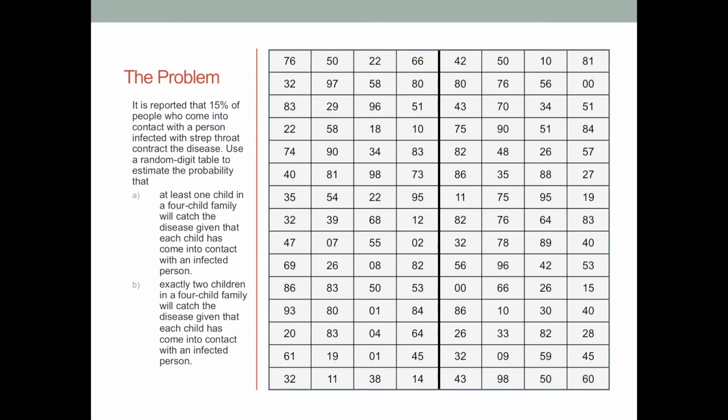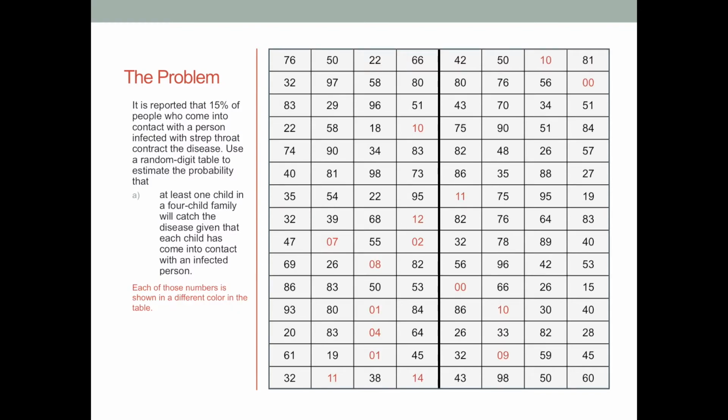Looking at part A, we want to know the probability that at least one child in a 4-child family will catch the disease, given that the children have come into contact with an infected person. We'll read the table from left to right and from top to bottom. Each group of 4 numbers represents a 4-child family. And in each group of 4 numbers, a number between 0 and 14 represents a child in that family who has become infected. Those numbers are shown in a different color in the table.